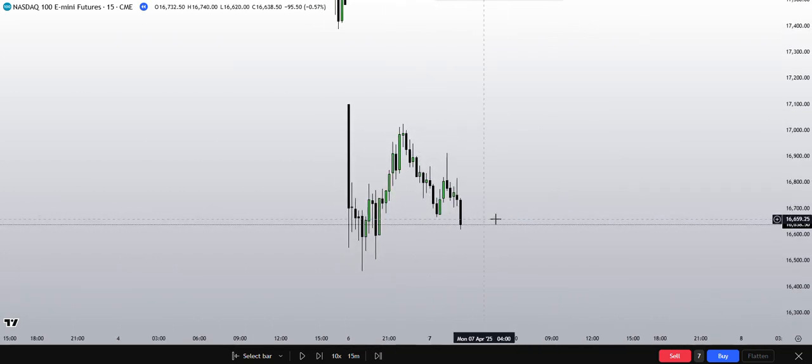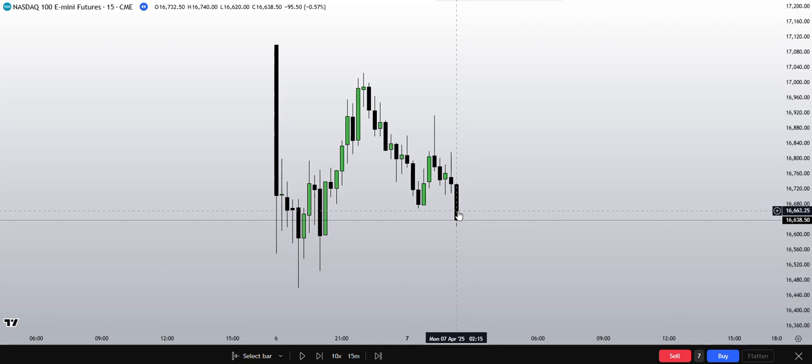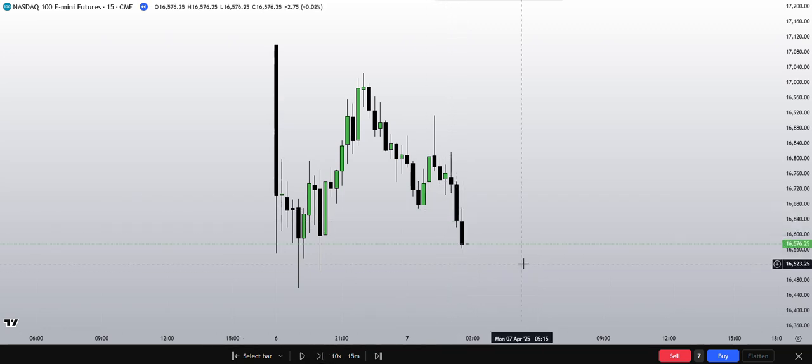Not going to go into the higher time frames using the top-down approach. I'm literally just going to show what I would look for if I was trading this session this week using the models that we know. So we're approaching that London session. And what do we get here?